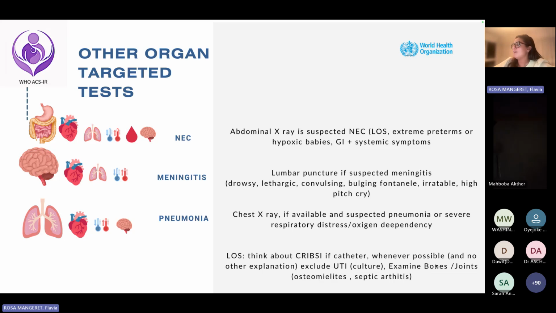And this is very important, something that any person working with neonates should do for a baby, especially one with a late onset infection. When the baby arrives, he should have a complete physical examination looking for a source of infection. And this should include bones and joints, thinking about osteomyelitis and septic arthritis.